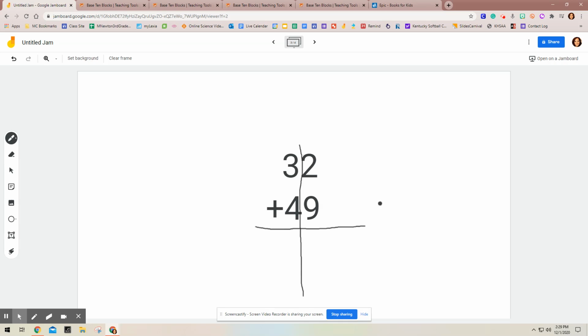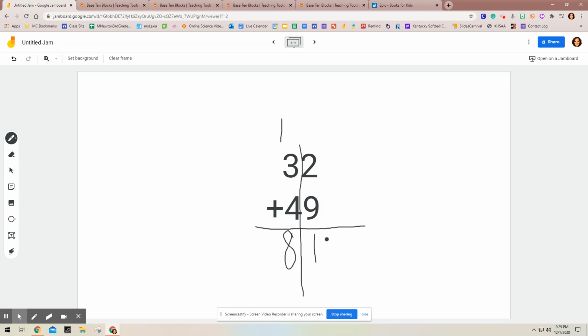2 plus 9. 9, 10, 11. 11 is greater than 9. It needs to go to the tens. So I'm going to take my 1 spot. 1 is what's left over from 10. And then I'm going to carry my 1. So 1 and 1 gets you 11. Then I'm going to go 3 plus 4 is 7. And then plus another one is 8. That's 81.